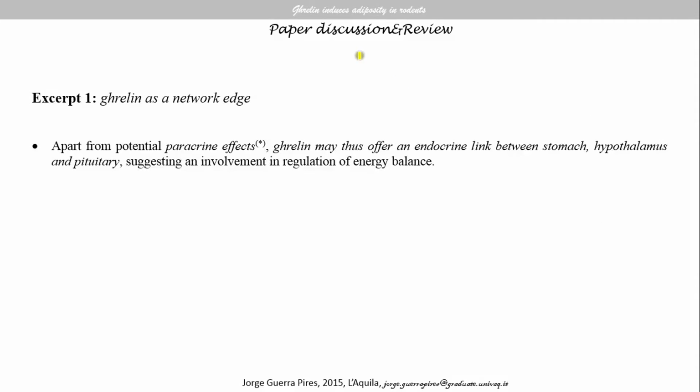This was taken from the paper, our first excerpt. Basically what the paper says, with the exception of a potential paracrine effect, is that... paracrine effect means a way of communication between cells in your body, where one cell influences the other by some kind of chemical. So with the exception of the paracrine effect, they may offer an endocrine link between.